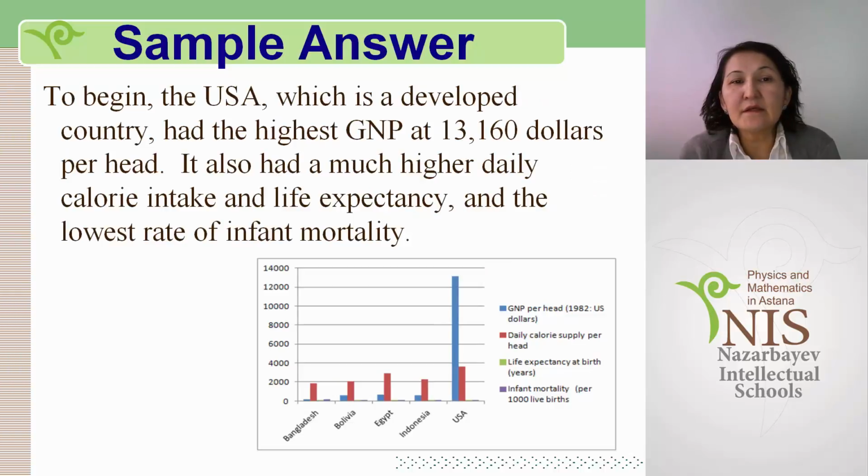To begin, the USA, which is a developed country, had the highest GNP at $13,160 per head. It also had a much higher daily calorie intake and life expectancy and the lowest rate of infant mortality.